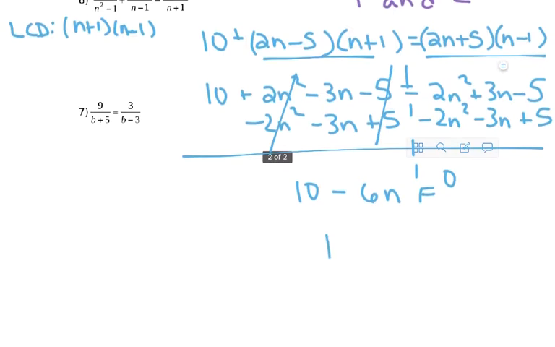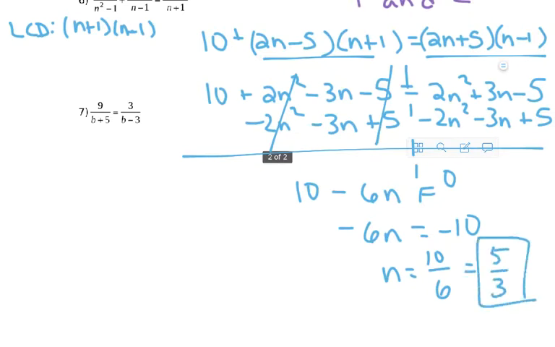So negative 6n is going to equal negative 10. So n is going to equal 10 over 6, positive 10 over 6, because the two negatives cancel, which reduces to 5 over 3. 5 over 3 does not make any of the original denominators 0.